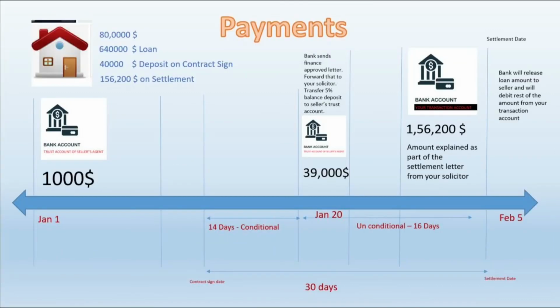Okay, let's have a look at the timelines of the payment. So January 1st, when you let the property, you transfer $1,000 to the seller's trust account. January 20th, when the loan got approved, you transfer the rest of the balance amount, $39,000, to the seller's trust account. And then your solicitor will send you the settlement letter. In that they have mentioned $156,200 that you need to transfer to your transaction account and make that fund available for the settlement date. So on February 5th, you have that money sitting in your transaction account.